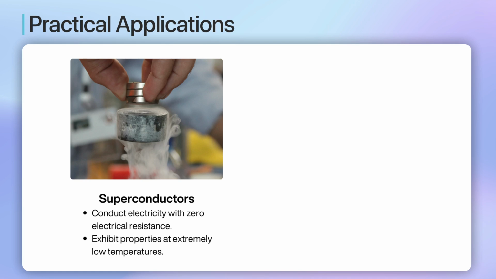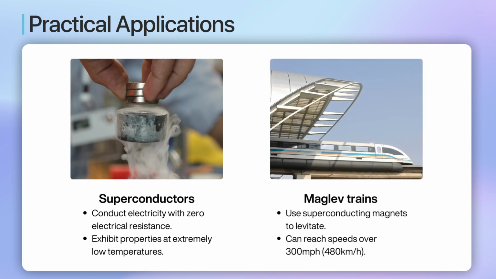One example of this application comes in maglev trains. Maglev trains use superconducting magnets to levitate above the tracks, eliminating friction and allowing for incredibly fast and smooth travel. Maglev trains can reach speeds over 300 miles per hour or 480 kilometers per hour, making them one of the fastest forms of ground transportation. As technology advances and superconductors become more efficient, maglev trains could revolutionize long-distance travel, offering faster and more energy-efficient transportation options.